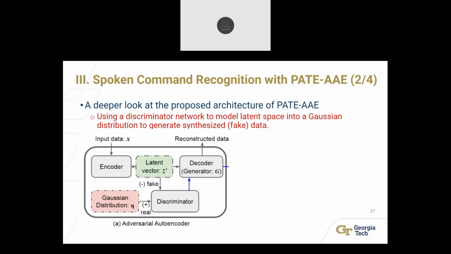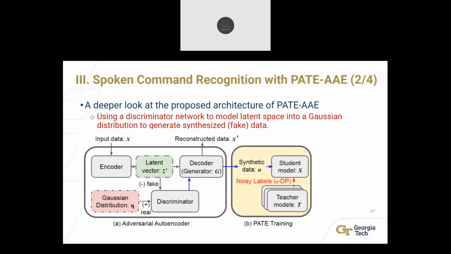Like in game training, once it can't figure out whether it's fake or real, that means your latent space has been properly refined into the Gaussian distribution. Then you can directly feed a random vector simply sampled from the Gaussian into the decoder to generate your fake data. After you have this synthesized data, we can train this student model, while the teacher models provide noisy labels under this epsilon-delta constraint to relabel this fake data, and then finally we deliver this student model.